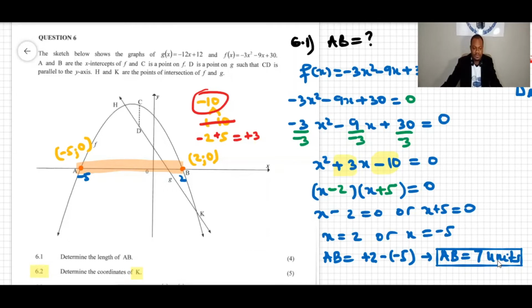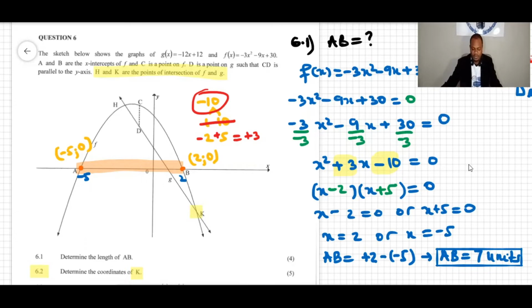Now, we can see that the question says H and K are the points of intersection of f and g. So we can see where f and g meet, they meet over there. When they say intersection, it means where the graphs are equal. So we're going to equate the two functions. We're going to make f of x equal to g of x.